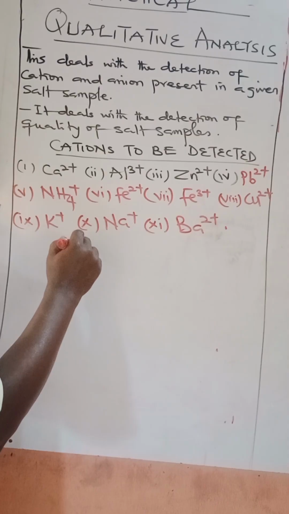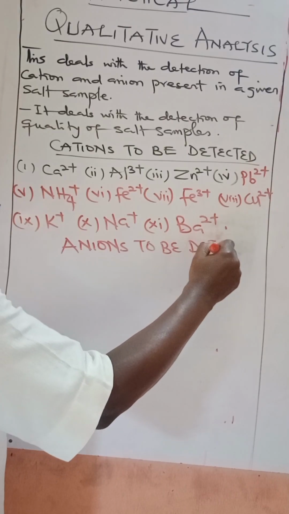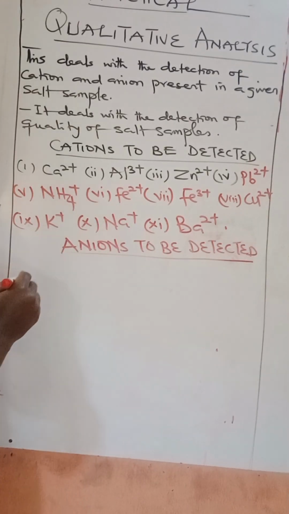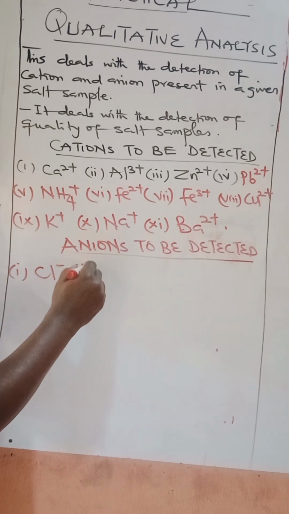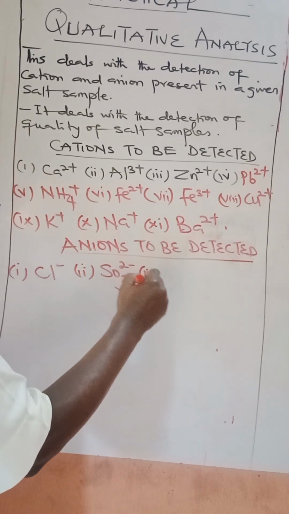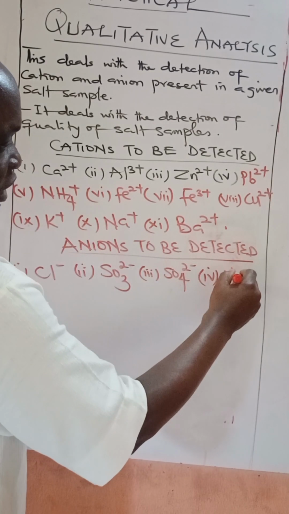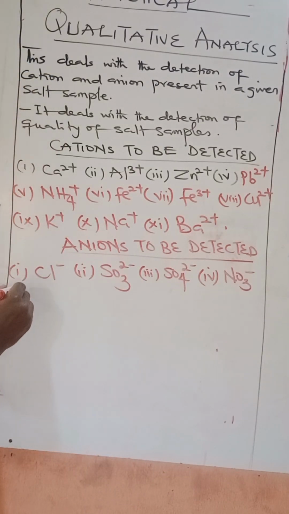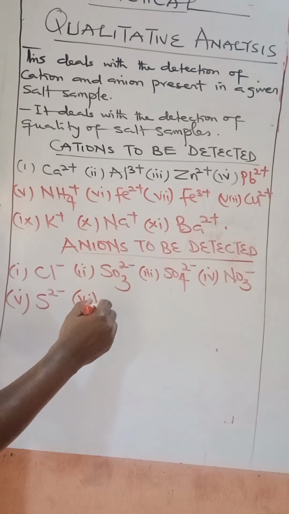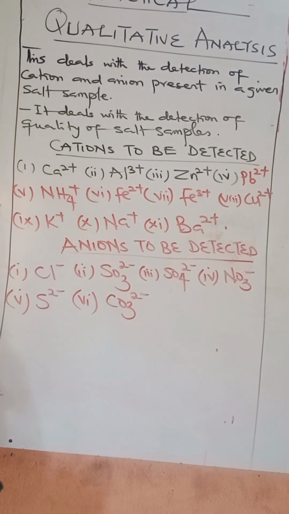So what are the anions? Anions to be detected. We have one, chloride ion. Two, thiosulfate 4 ion. Three, tetrathionate 6 ion. Four, nitrate 5 ion. Five, sulfide ion. Six, carbonate 4 ion. These are the anions to be detected.